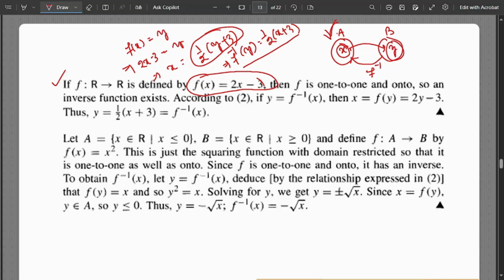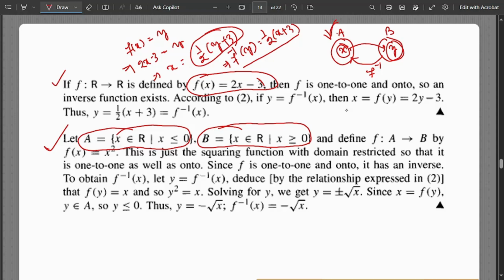In this way, we actually find the inverse of the function by altering both sides. Similarly, here we have another example where a function is defined from A to B. Here B is the set of positive real numbers including 0, and A is the set of negative real numbers including 0.